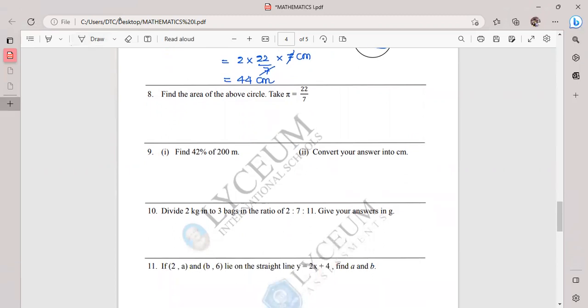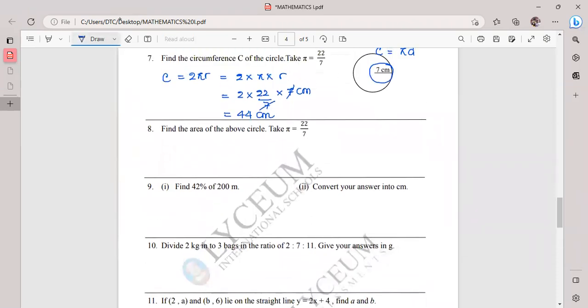You want to find the area of the above circle. The same r value you can use. r is 7 centimeters, right? How to find the area of a circle, children? Area is equal to pi r squared. What does that mean? The pi value multiplied by r and multiplied by r. So then you can substitute the values: 22 over 7, and you multiply 7 centimeters, and then you multiply 7 centimeters. 7 and 7 you can cancel.